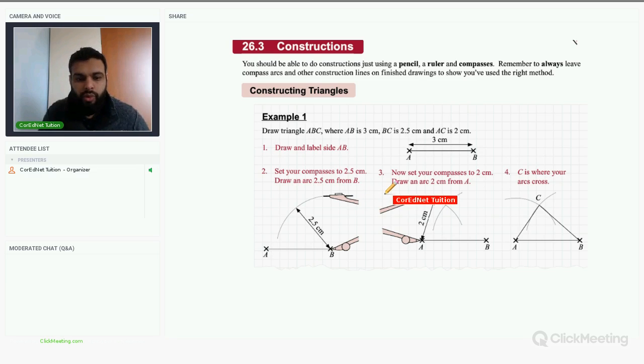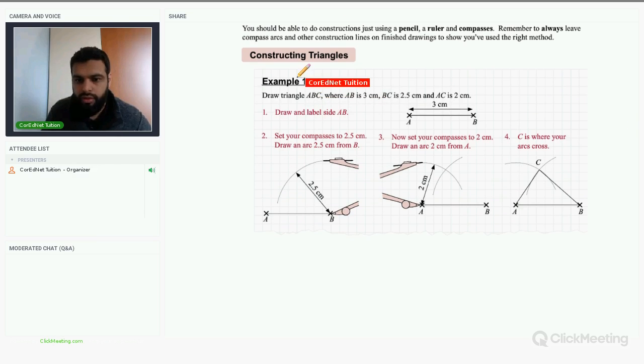Okay, so if you want to construct a triangle, we've got this example, triangle ABC. It gives you the value of AB, BC is 2.5 and AC is 2 centimeters. So what you're going to do is simply draw your baseline. You're going to think your triangle is going to look like this: A to B, B to C.